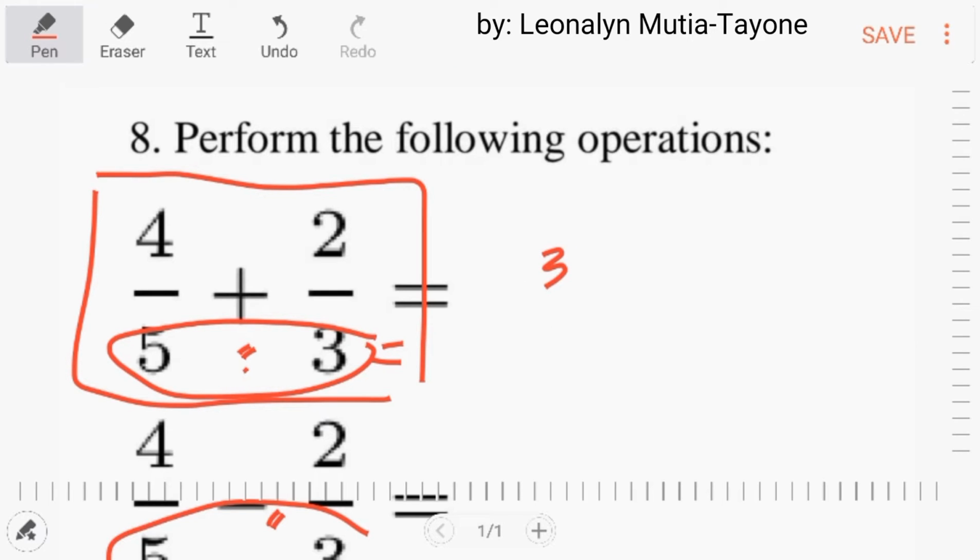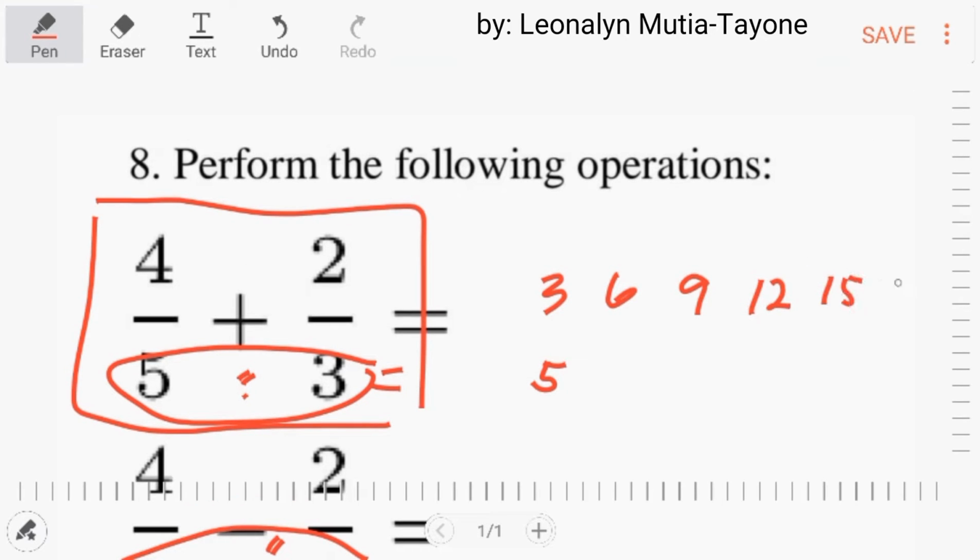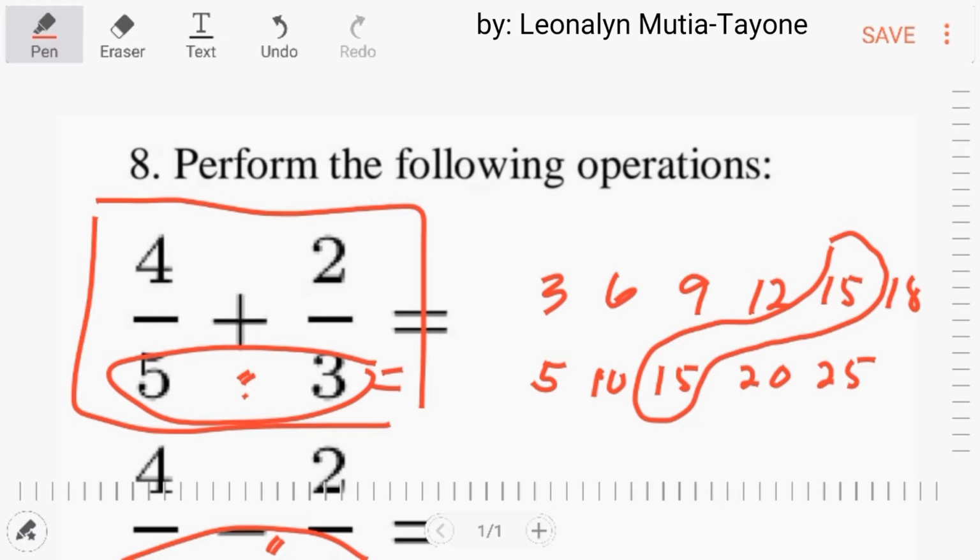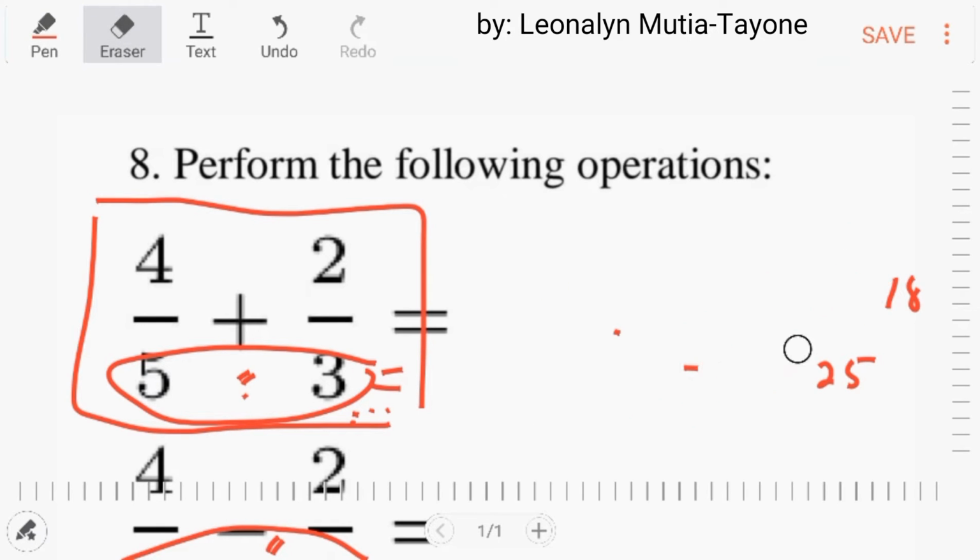3, bali, pareho lang siya sa least common multiple. Denominator ang tawag kasi denominator naman siya. So, multiple of 3 is 3, 6, 9, 12, 15, 18. Multiple of 5 is 5, 10, 15, 20, 25. Ito ang common nila and this is the least common denominator dito or least common multiple sa mga whole numbers. Kasi sa multiple of 3, dito sa 15 at sa multiple of 5, dito sa 15 sila magkapareho. So now, ang least common denominator natin dito ay 15.